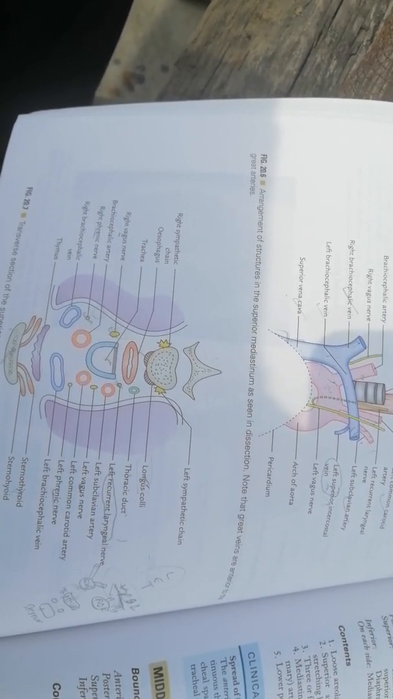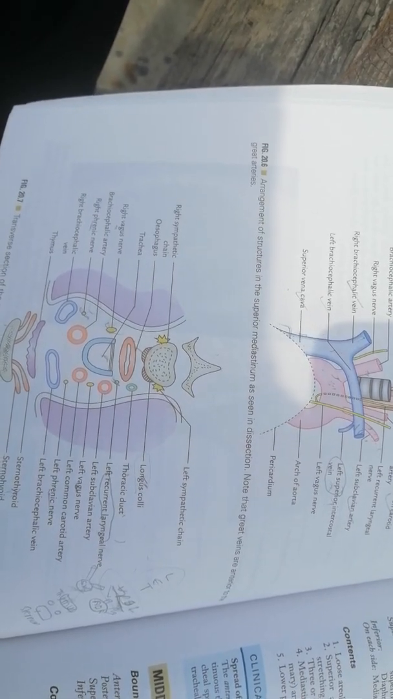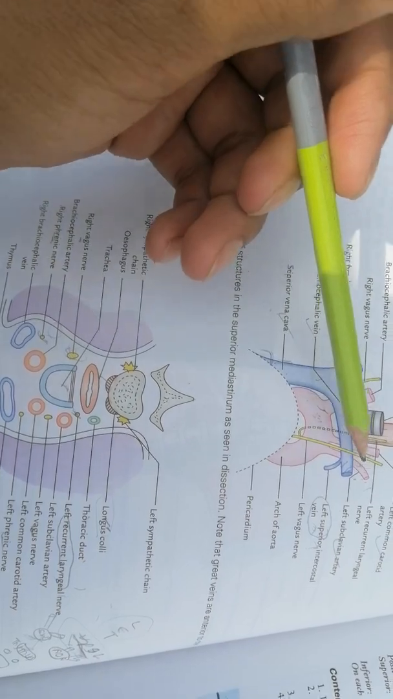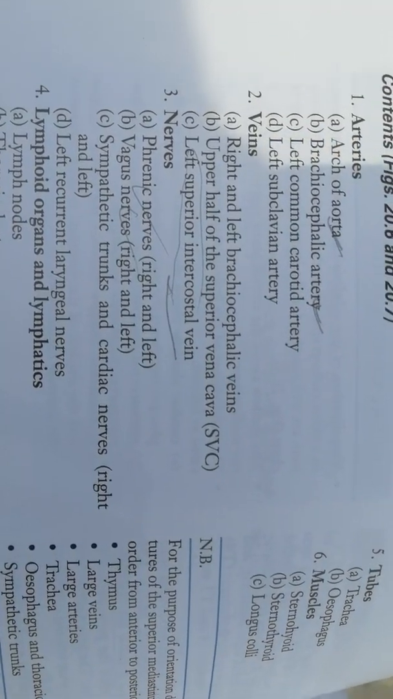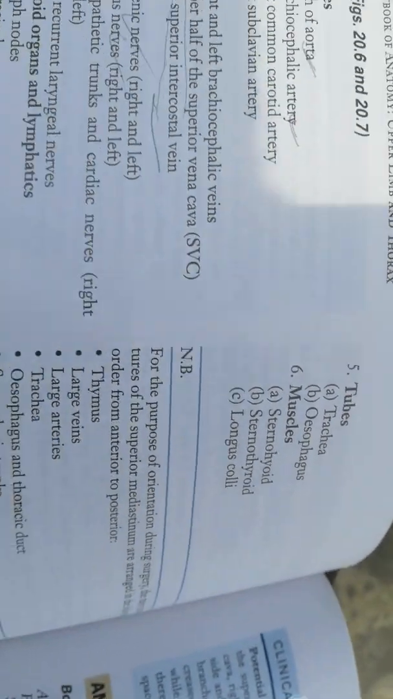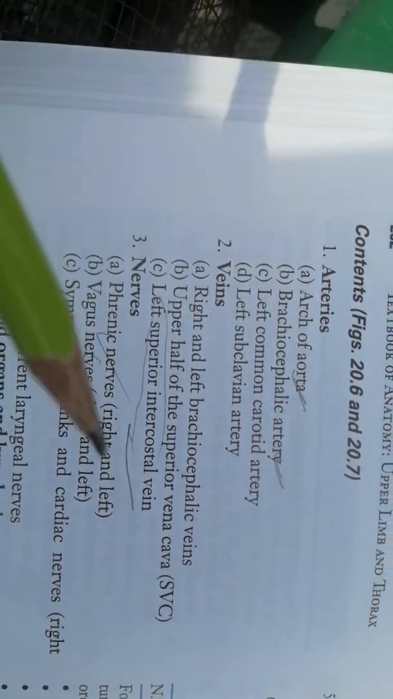Now there are three branches of the arch of aorta. You can look, here are the branches. You can also look from here. Here are shown the veins, and here is the artery. At the top there is the artery.